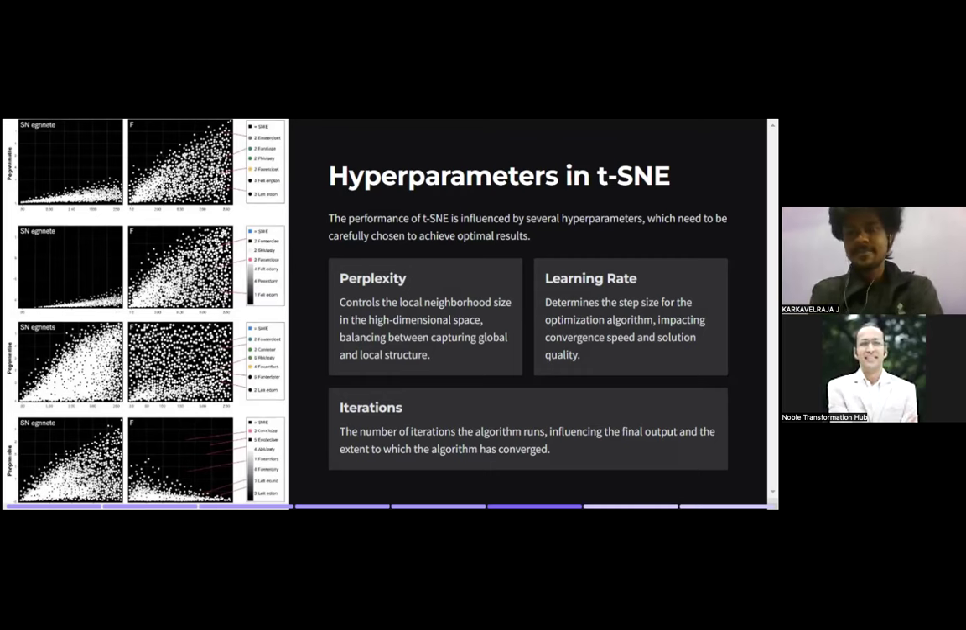The performance of t-SNE is influenced by several parameters, which need to be chosen carefully to achieve optimal results. There are three aspects which we need to consider as hyperparameters in t-SNE. One is perplexity, which controls the local neighborhood size in a high dimensional space, balancing between capturing global and local structures.